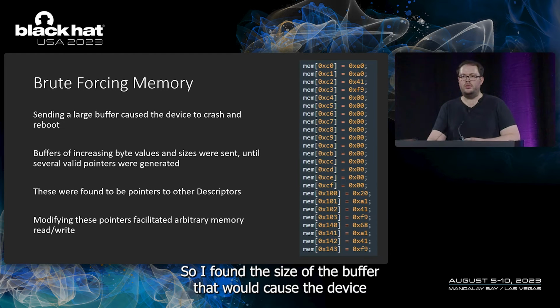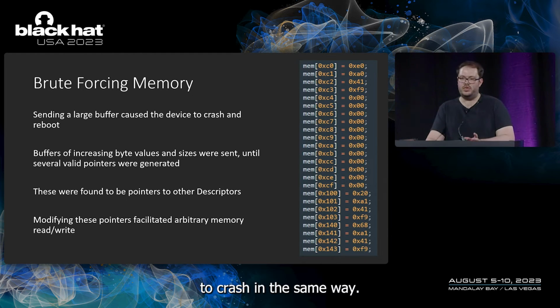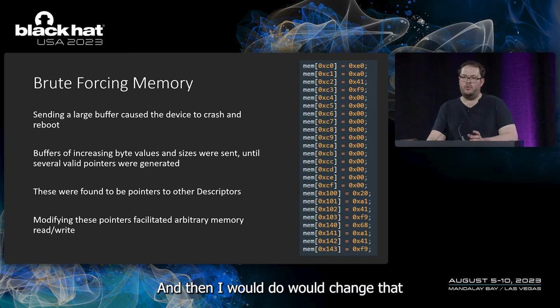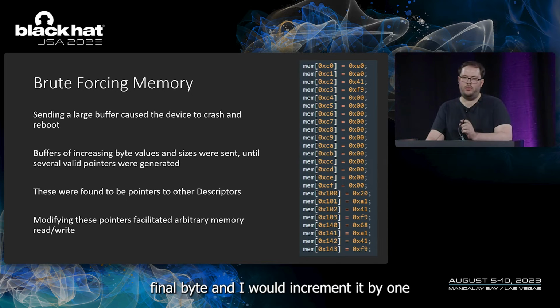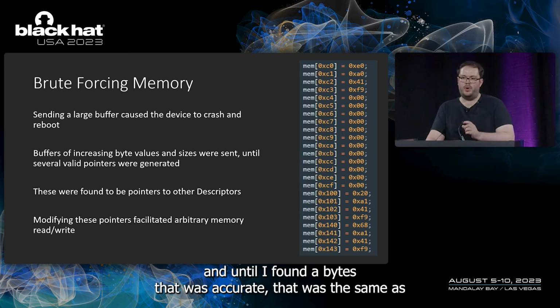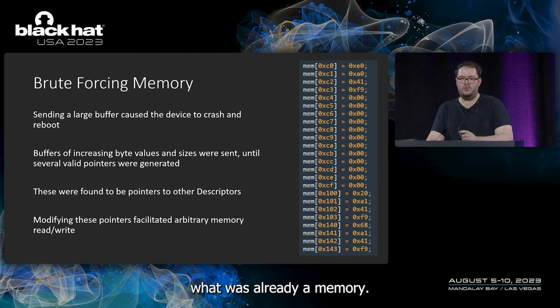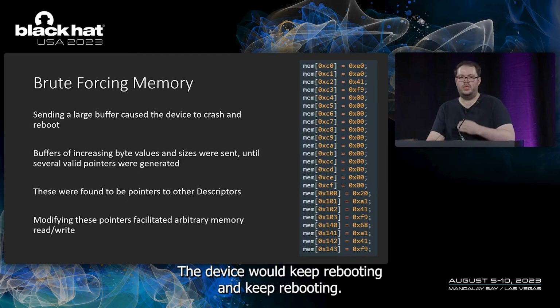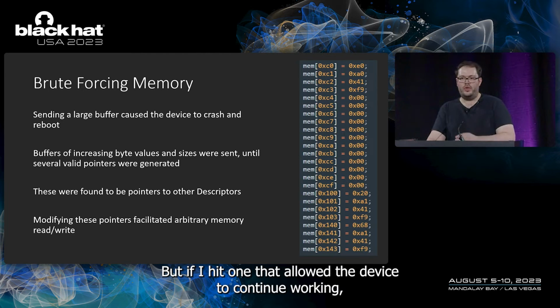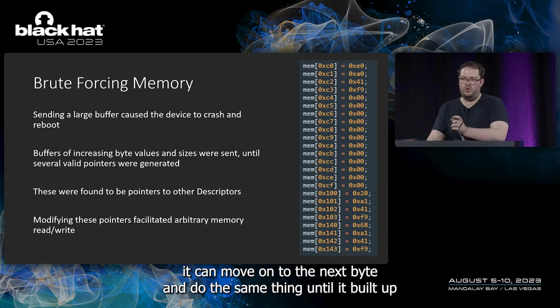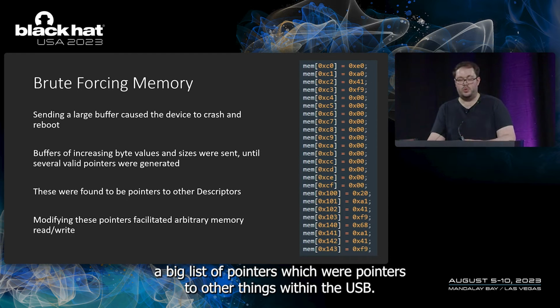So I found the size of a buffer that would cause the device to crash in the same way, and then I would change that final byte, and I would increment it by 1. And until I found a byte that was accurate, that was the same as what was already in memory, the device would keep rebooting and keep rebooting. But if I hit one that allowed the device to continue working, it can move on to the next byte and do the same thing until it built up a big list of pointers, which were pointers to other things within the USB stack.